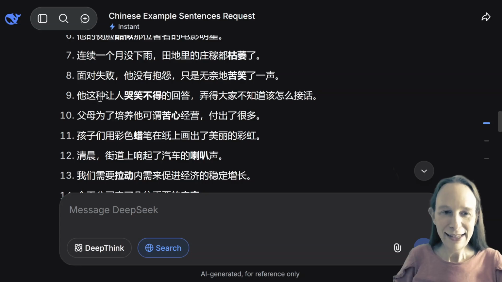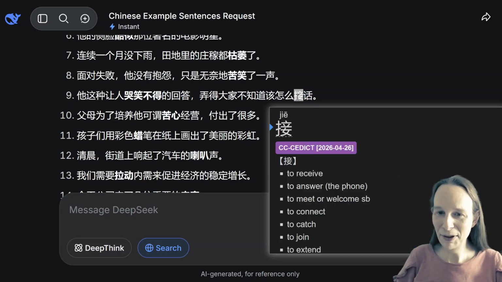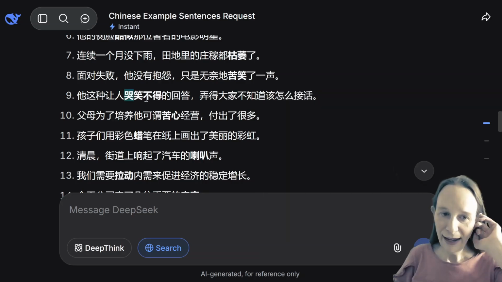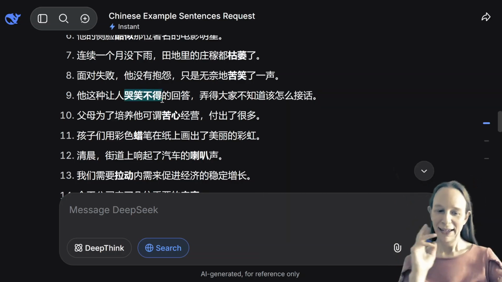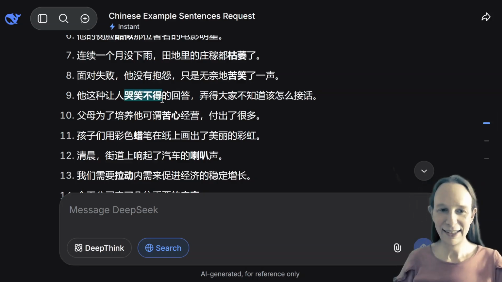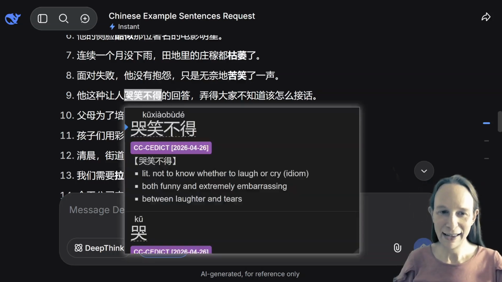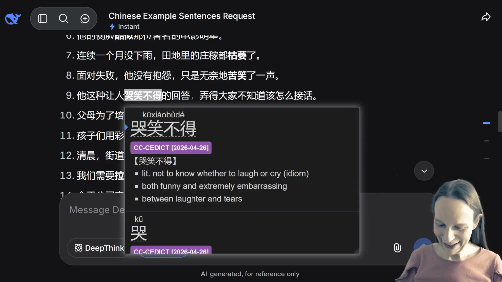这种让人哭笑不得的回答，弄得大家不知道该怎么接话。接话。Oh, is this 接话 here meaning respond? All right. Anyway, 哭笑不得. We got the same thing in English in the sense of we don't know whether to laugh or cry. But yeah, it's kind of 哭笑不得. What's the dictionary define it as?